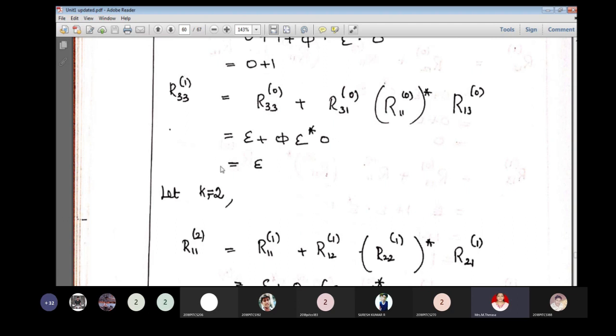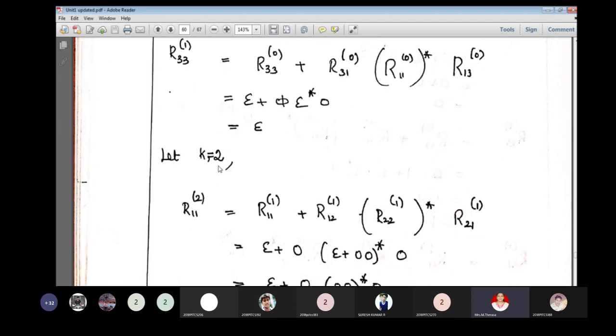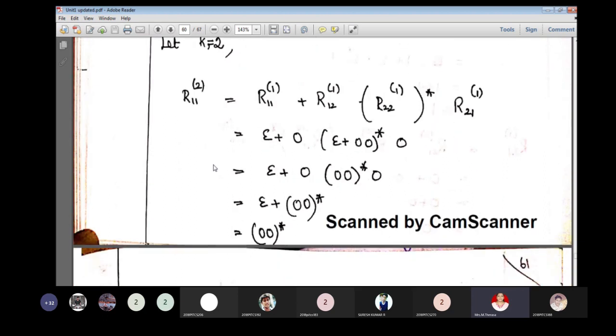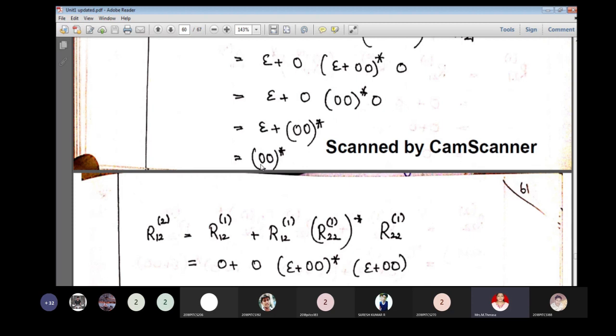Next what you have to find out? K is equal to 2. Find all values for k is equal to 2, because the final is R to the power k is equal to 3. You have to find all the values of k is equal to 2 also. So for 2, you can substitute the 1's value. So R11 power 2 is nothing but R11 power 1, R12 power 1, R22 power 1, the whole star, R21 power 1. Substitute the value and you can write it as 0, 0 star.